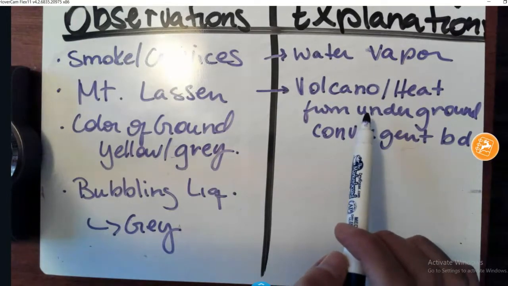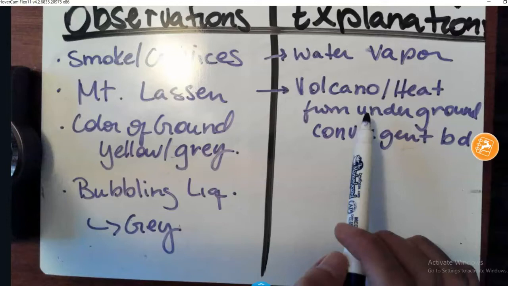The color of the ground is yellow grayish. There's probably other gases and minerals present. That tells me that. And usually geothermal events have a lot of dissolved minerals in there. It's pretty common. And then the bubbling liquid is water under high pressure and temperature. High pressure and temperature.